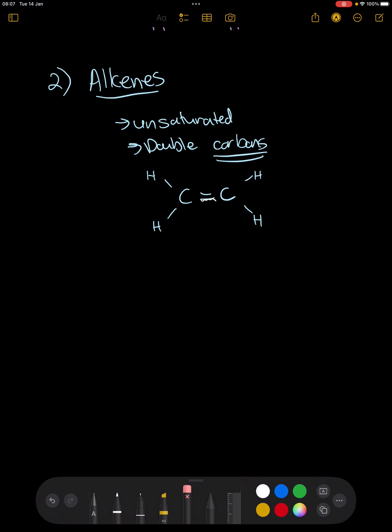So the functional group of an alkene is going to be a double bond. Is a double bond carbon.